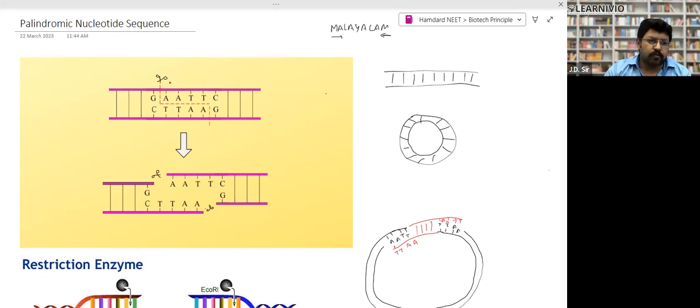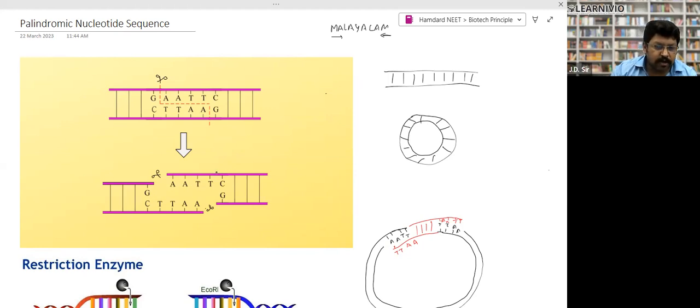Look, when we make the cut with the restriction endonucleases, they make a palindromic sequence, right? Look, here is A T T. The sequence is here, A T T. Now in the lower end there is the same sequence A T T, right? So they make the palindromic sequence.